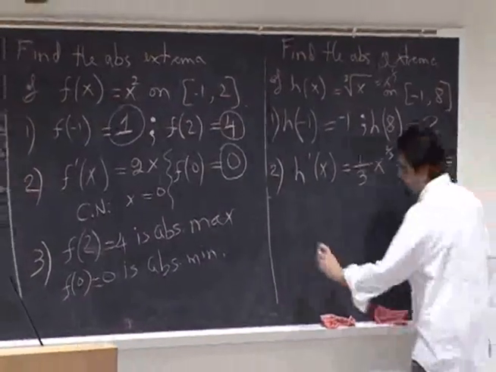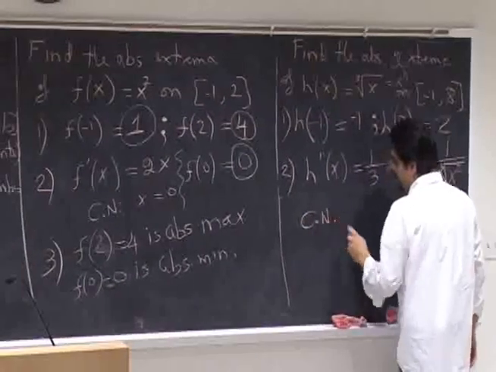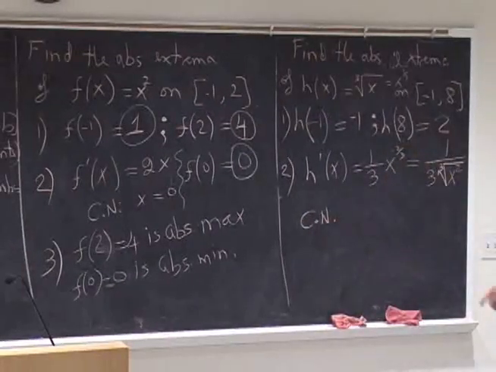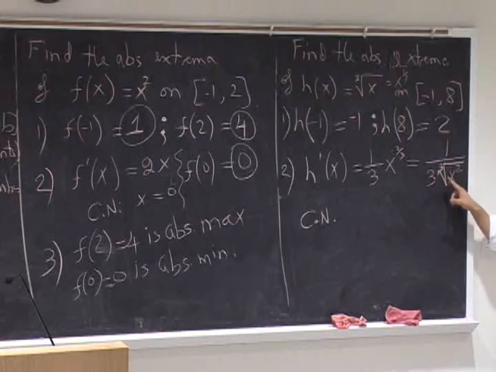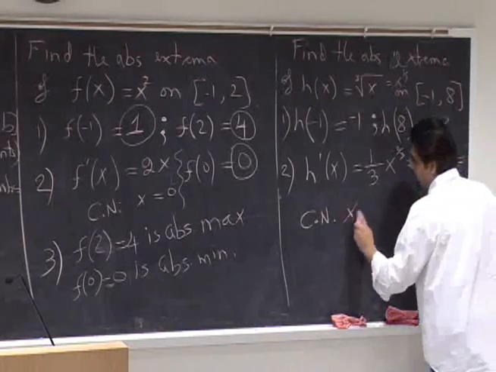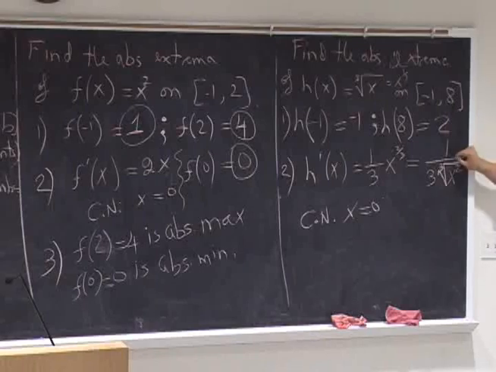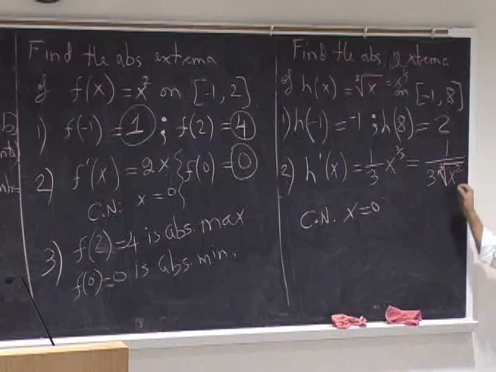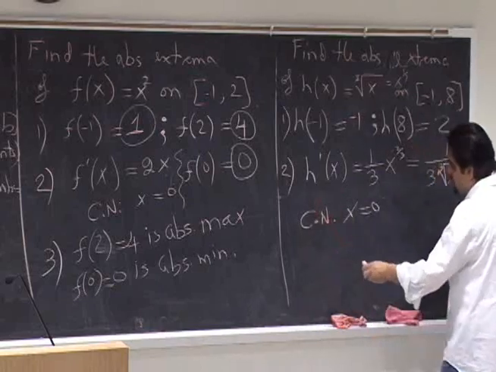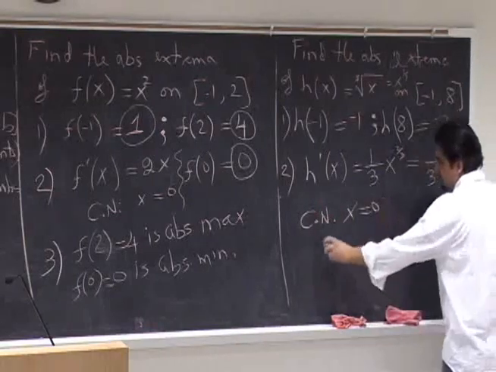Now, to find the critical numbers, I need to see when the derivative is 0. When is this 0? Never. But that's not it. We also want to see where this is undefined. When x is 0, because that makes the denominator 0. x equals 0 is a critical number. Not because it makes the derivative 0, but because it makes the derivative undefined. So now, to complete step 2, evaluate the function at that critical number.